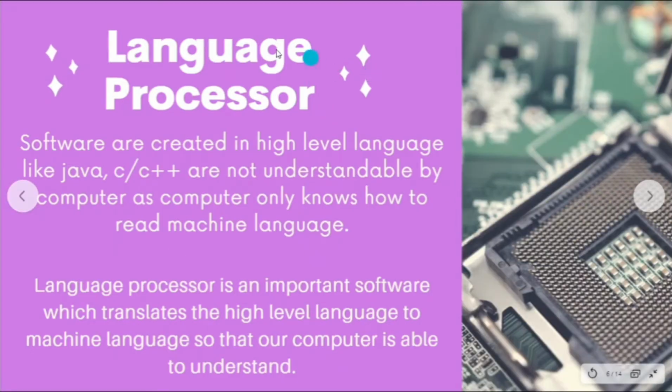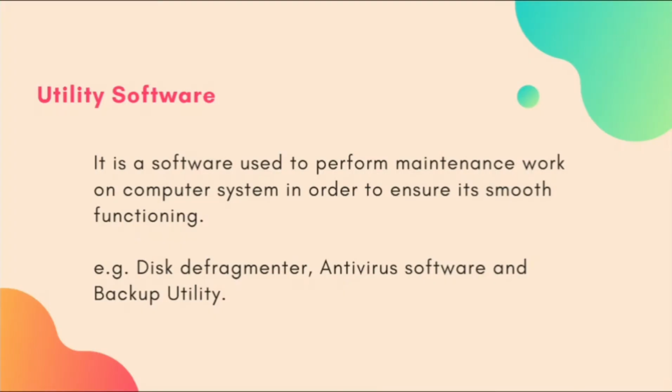So let us start by defining what is a language processor. Software is basically created in high level languages like Java, C++ and C, which the computer is not able to understand, and the computer can only read low level or machine level language. Hence, the language processor is an important software which translates the high level language to the machine level language so that our computer is able to understand it.